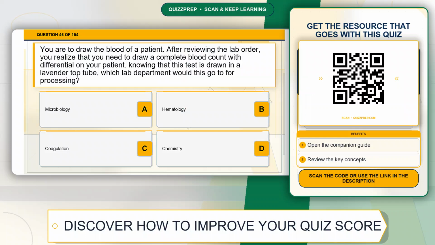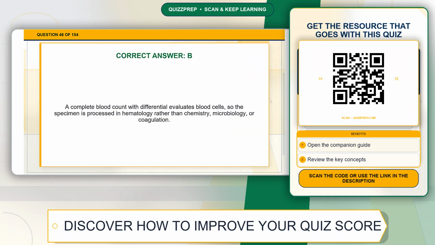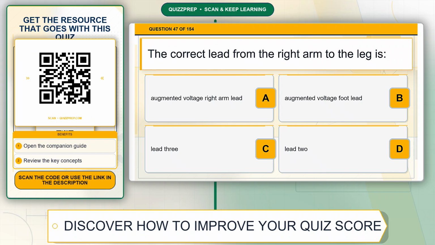Question 46. You are to draw the blood of a patient. After reviewing the lab order, you realize that you need to draw a complete blood count with differential on your patient. Knowing that this test is drawn in a lavender top tube, which lab department would this go to for processing? Option A, microbiology. Option B, hematology. Option C, coagulation. Option D, chemistry. The correct answer is option B, hematology. Explanation. A complete blood count with differential evaluates blood cells, so the specimen is processed in hematology rather than chemistry, microbiology, or coagulation.